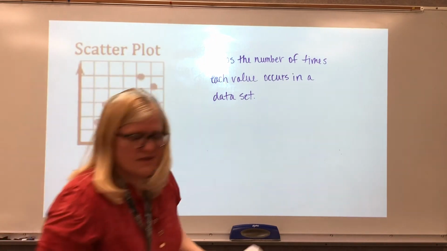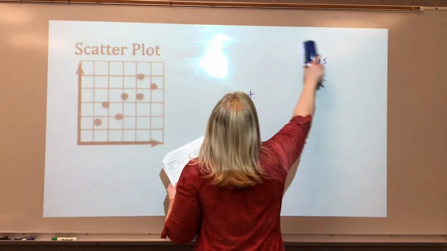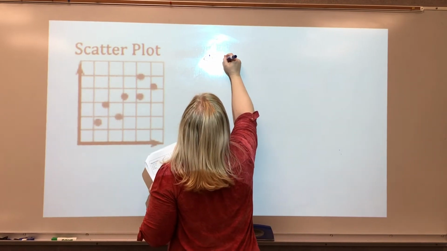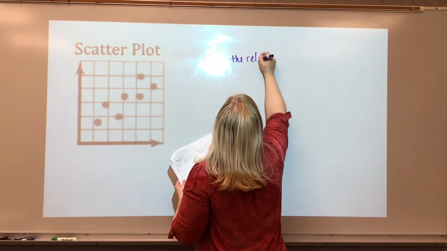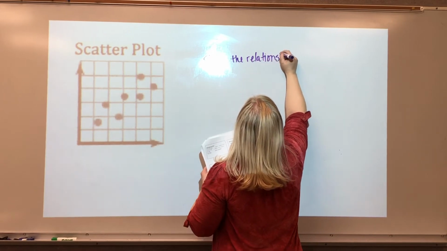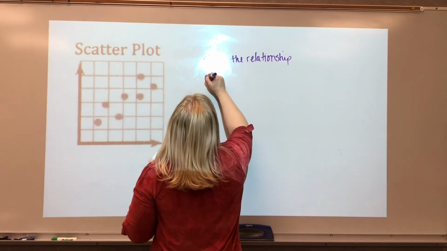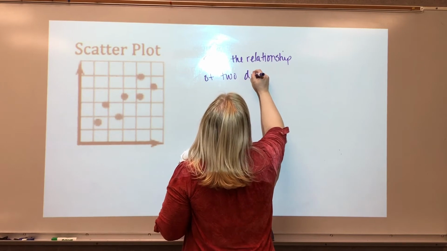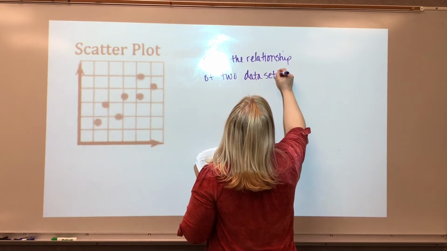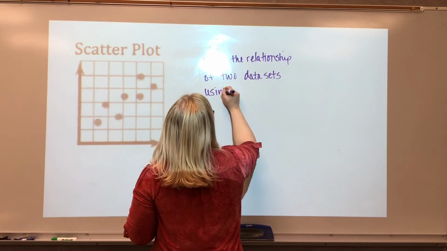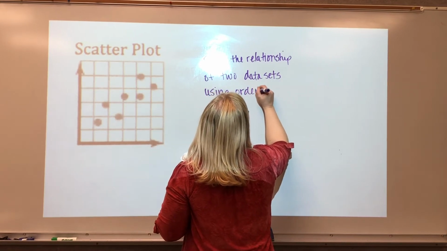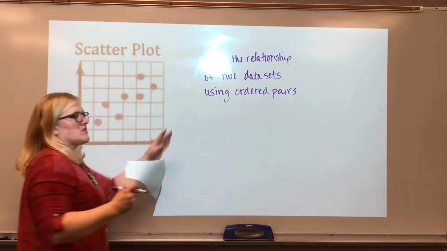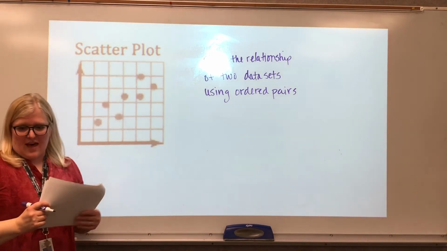Okay, finally, this again is not something that we talked about this chapter. This is a scatter plot, and it shows the relationship of 2 data sets using ordered pairs. Hopefully you can see that. I know that sometimes there's a glare. I hope you can see that. Okay.